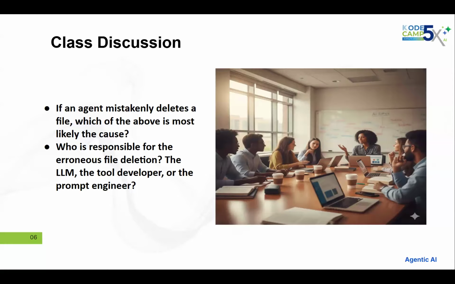So my view, sir, is that the developer is accountable. Which developer? The developer of the agent, sir. Okay, the developer of the agent. Why is the developer of the agent responsible?